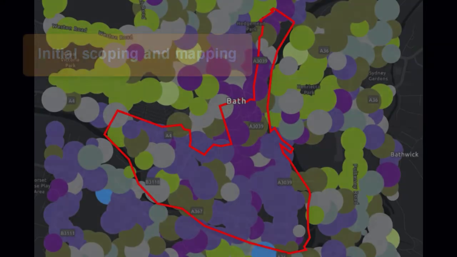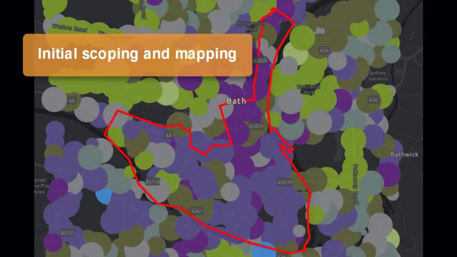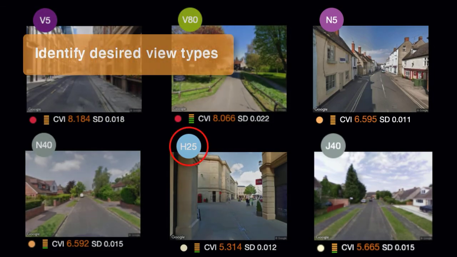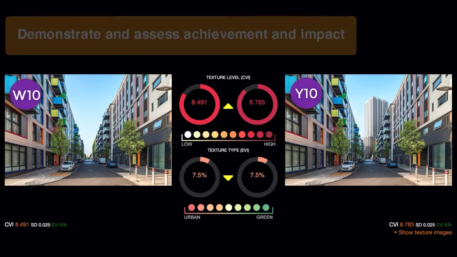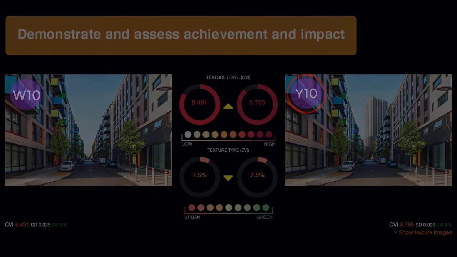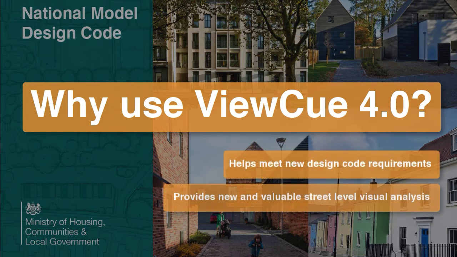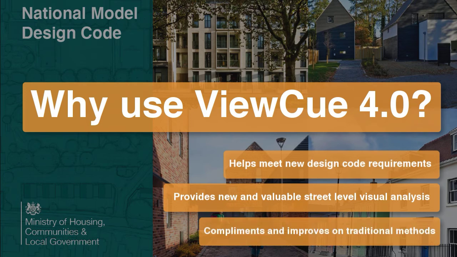So how and when do we use visual texture analysis in terms of character and coding? Use visual texture mapping as the first step in identifying character areas, zones and segments. Use it to establish visual targets within a design code, and use the assessment tool to demonstrate the visual targets have been met. ViewCue 4 can help you deliver the requirements of the emerging National Model Design Code by providing street-level visual data that complements and adds to traditional methods.